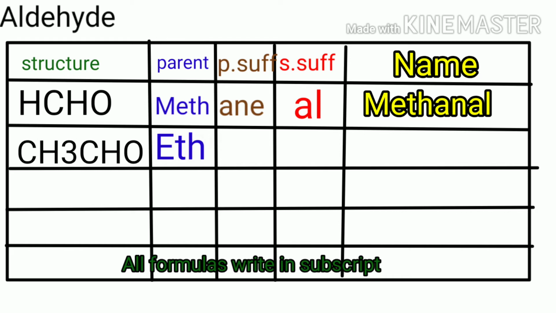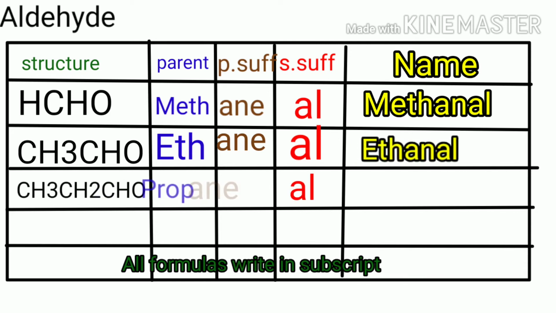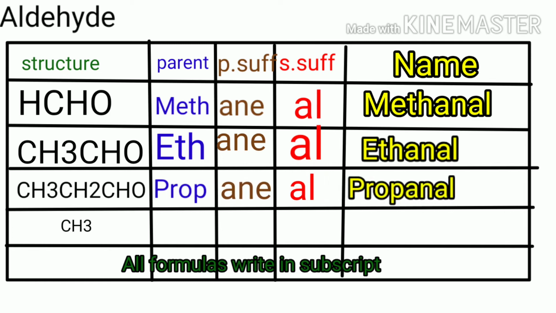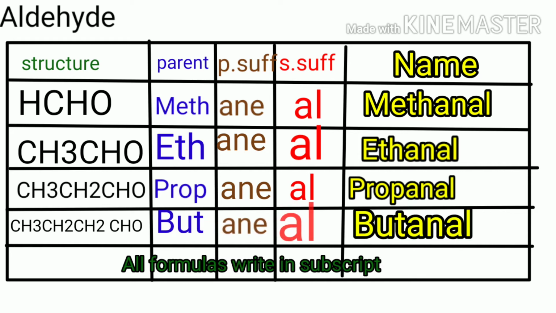The second one has number of carbons 2. The CHO is also included in the parent, so we count its carbon. So number of carbons 2: eth, ane, al, ethanal. The third one has number of carbons 3: prop, ane, al, propanal. The fourth one has number of carbons 4: but plus ane plus al, butanal. The main difference between alcohol and aldehyde is OL and AL.